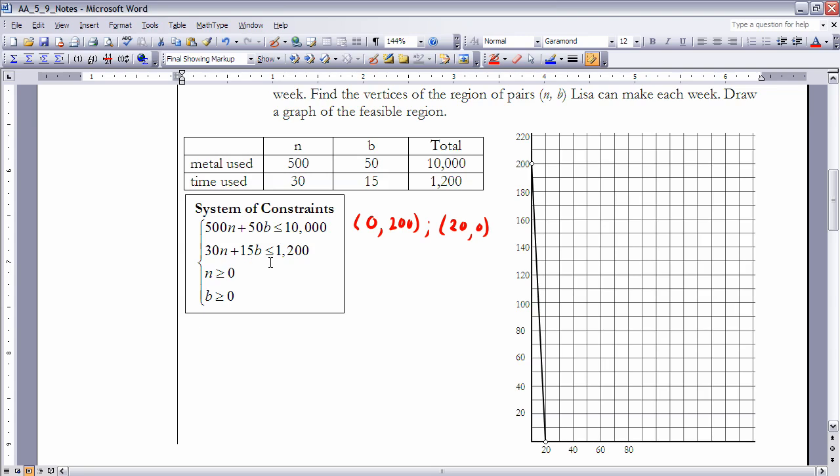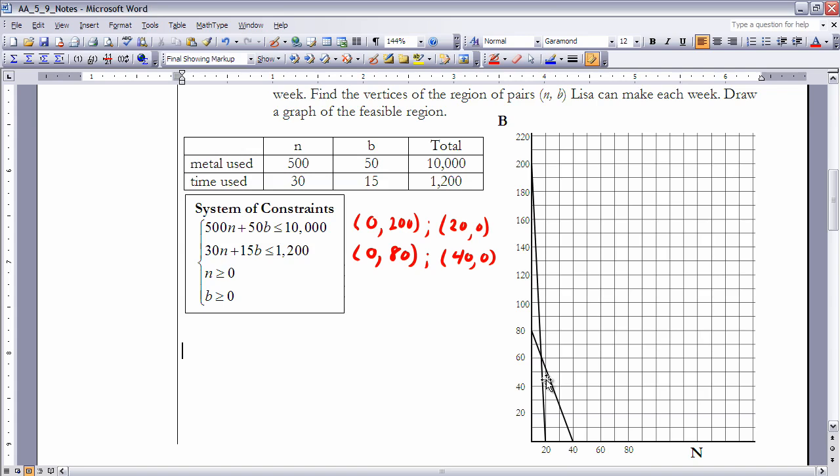30n plus 15b is less than or equal to 1,200. So I'm going to get my intercepts and then graph that. So my intercepts would be 0, 80 and 40, 0 then. Okay. So if I plot those two intercepts and graph that line, I now have the constraints in the graph. Now I just need to shade in my feasible region.